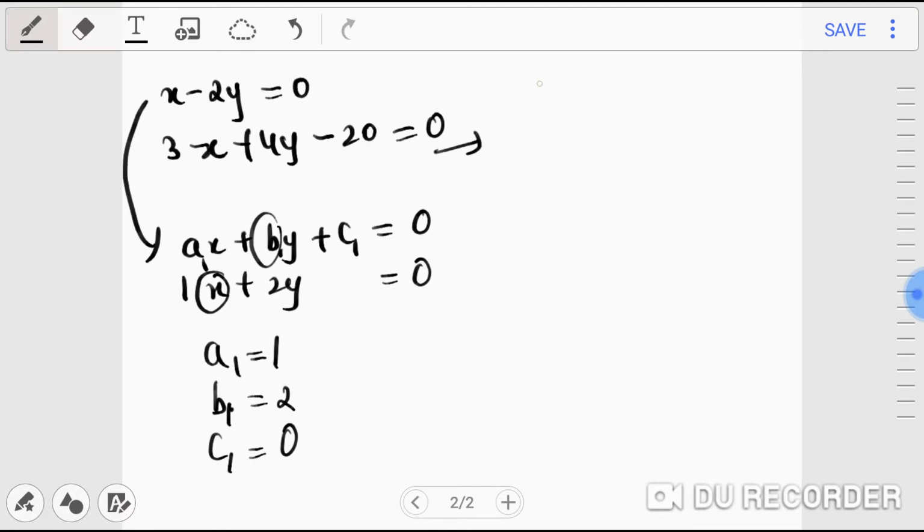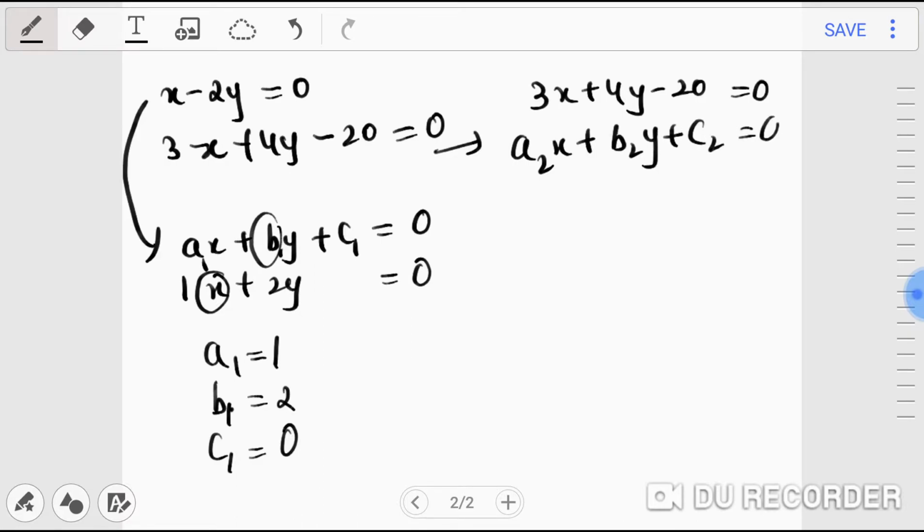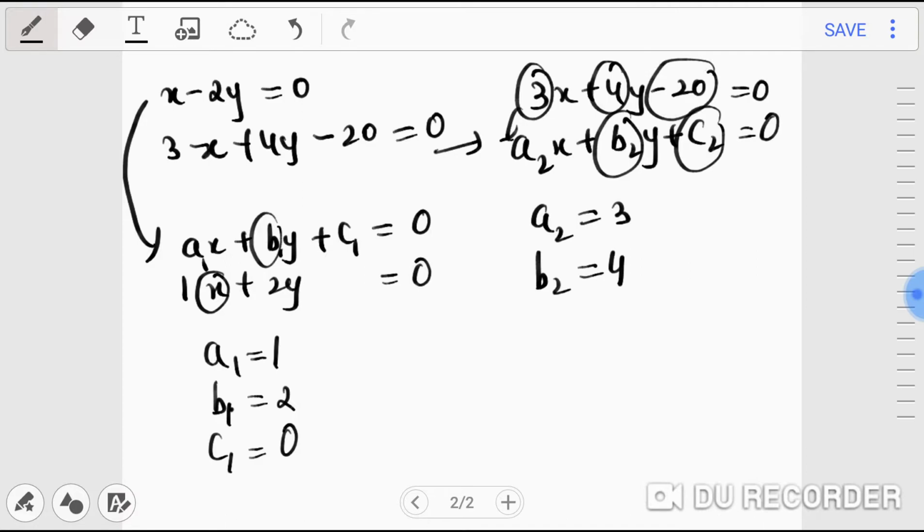Now take your other equation, that is 3x plus 4y minus 20 is equal to 0, and compare with the standard form, that is a2x plus b2y plus c2 is equal to 0. Okay. Can you see the coefficient of x here is 3? So can I say a2 is 3? Here the coefficient of y is 4, so b2 is 4. And here c2 is 20. No, it's minus 20, so c2 is minus 20. You have to take the sign along with the number. So you got the values of a1, b1, c1 and a2, b2, c2.